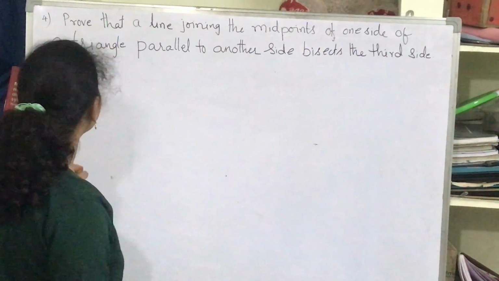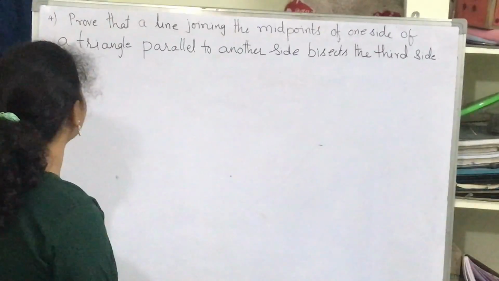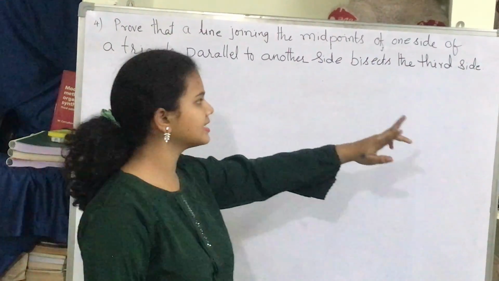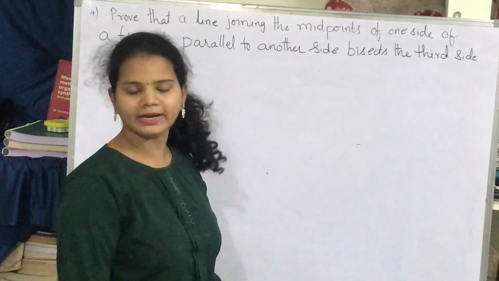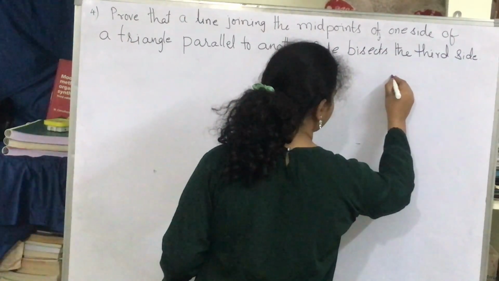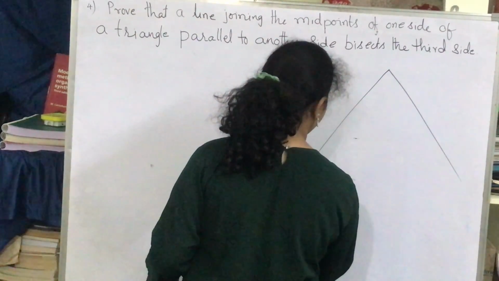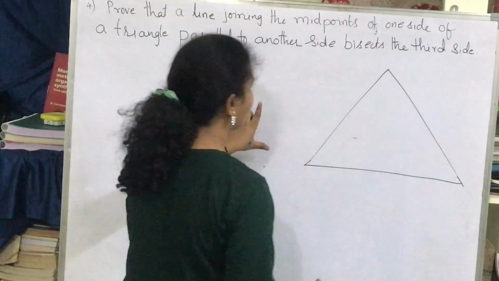The fourth question here you have: prove that a line joining the midpoints of one side of a triangle parallel to another side bisects the third side. So here, let's draw a triangle firstly. Here you have a triangle. So let me make a triangle.